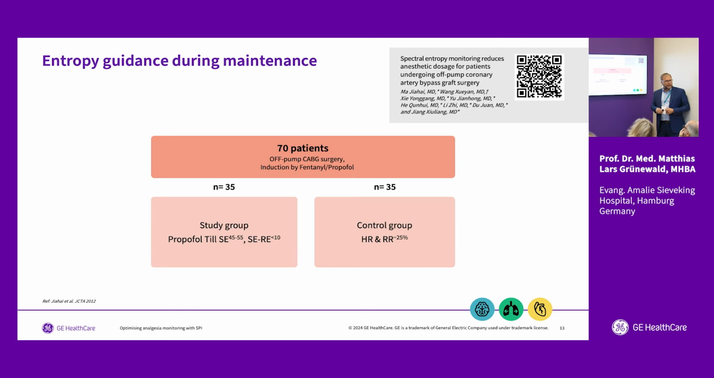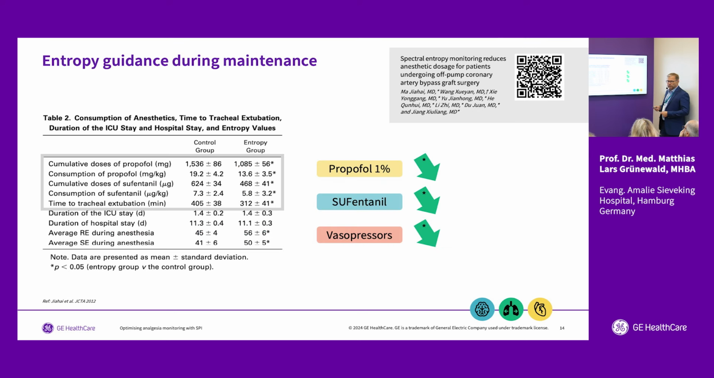How about maintaining our anesthetic procedure? Another CABG study, this was an off-pump study, similar setting. We had a study group which used entropy and a control group with just our regular monitoring. And not surprisingly, we had less propofol, less sufentanil, and then more hemodynamic stability, less vasopressors.